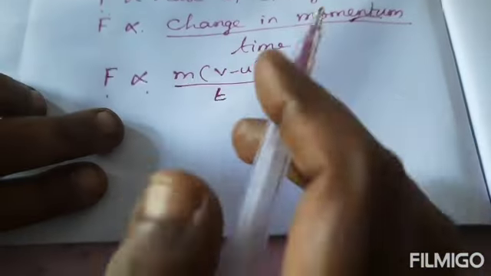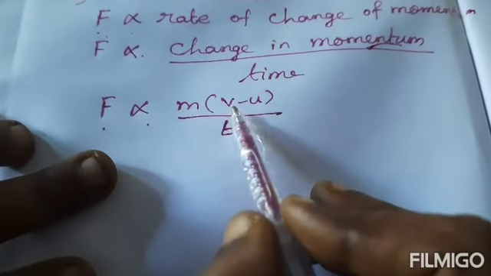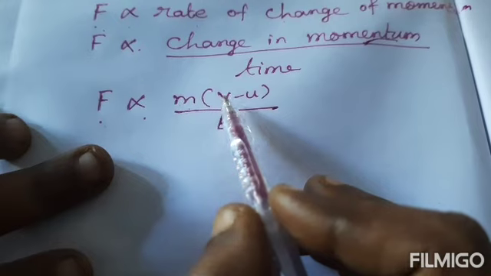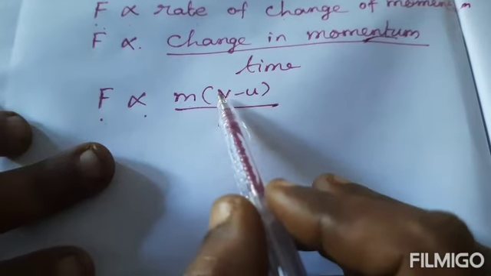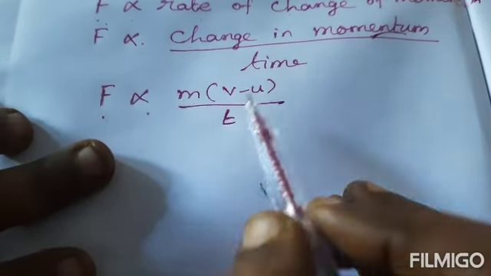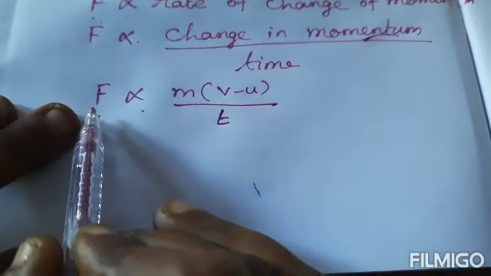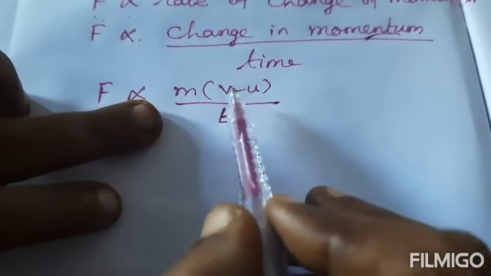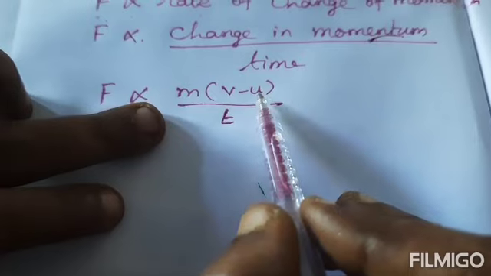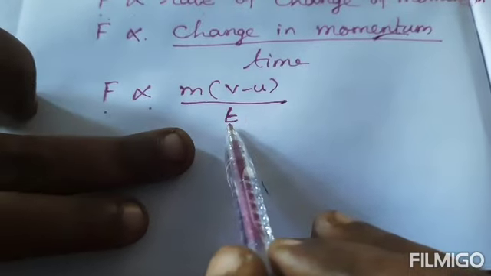Don't forget, first you have to write v. Some students will write u first, so that is wrong. Only v you have to write first. So v minus u divided by t. Now, F means what? Force. m is mass, v final velocity, u initial velocity, t time.